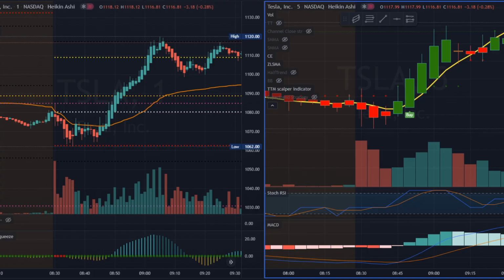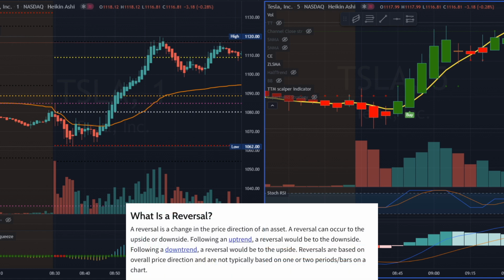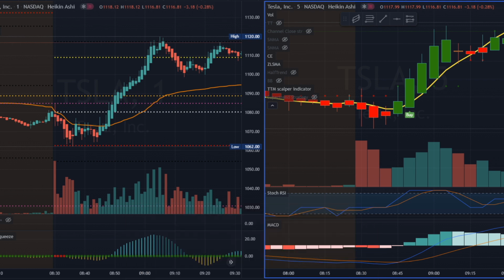So finding the perfect entry is one of the most difficult things for new traders. You want to make sure you're jumping in when the stock is reversing to the upside if you're going long, and to the downside if you're going short. But finding that entry is the challenge.